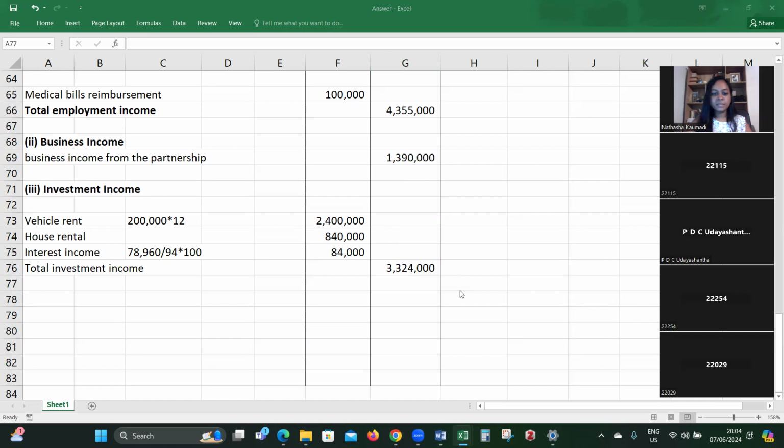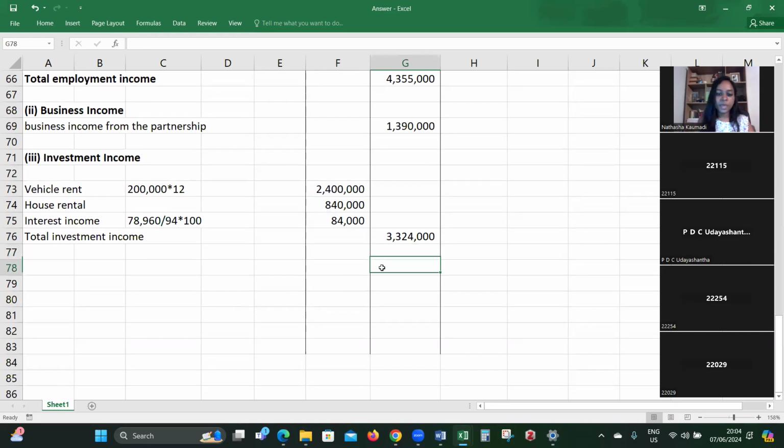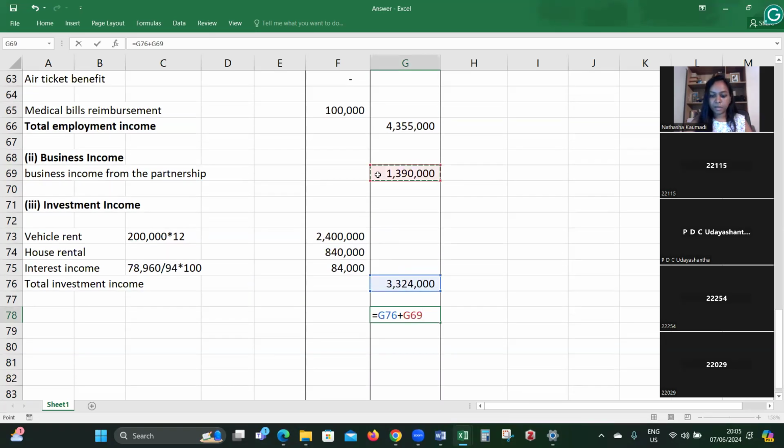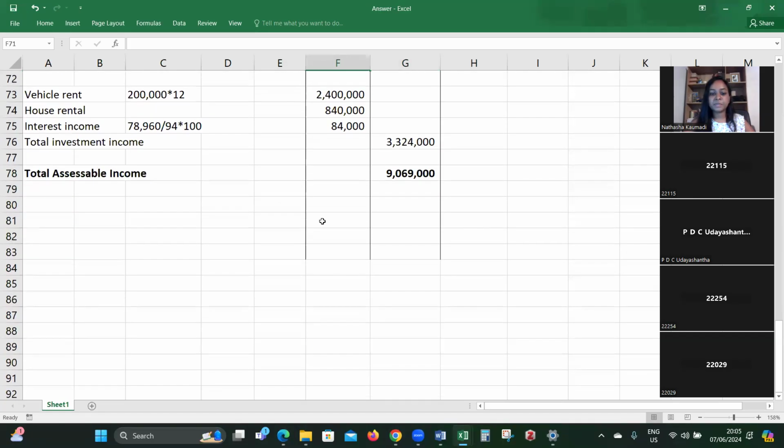So we have considered the employment income, investment income, and business income. We don't have any other income in this question. So you can take the totals now, right? Investment income, business income, employment income. Check whether you get these answers. 9,069,000. What do you call this? Total assessable income. The total of all those four sources, total assessable income, this amount. Right. So we have calculated the assessable income.